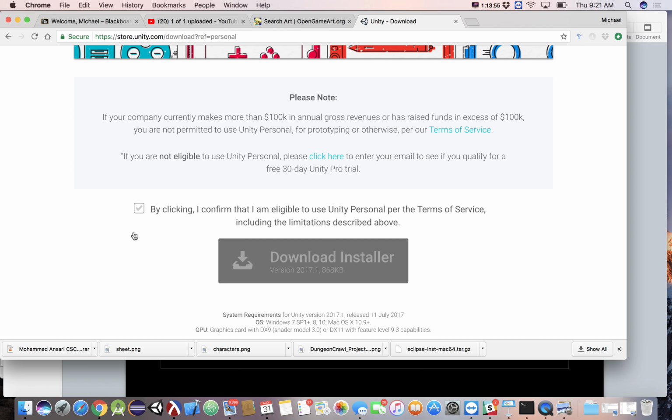Now, if you're a Mac user, I also have the link up on Blackboard. Also, download Visual Studio for Mac. It does not come with Unity, but we'll configure your Unity to use it. I'll show you that next time.